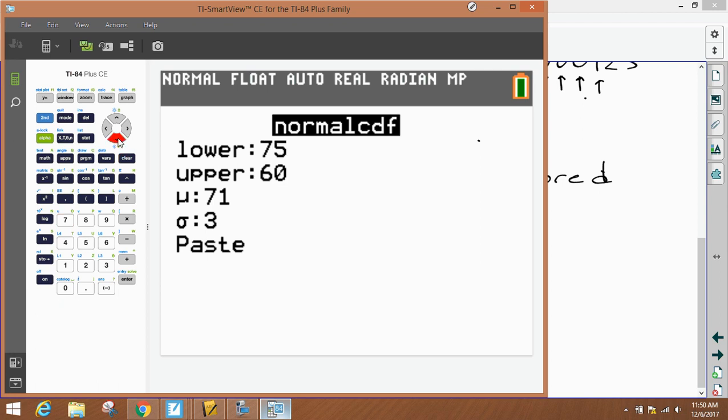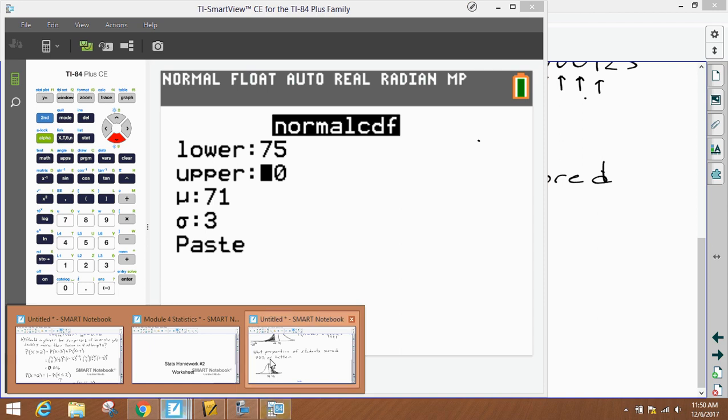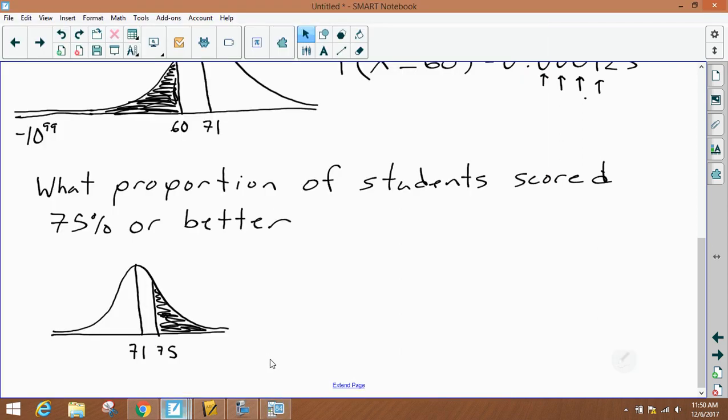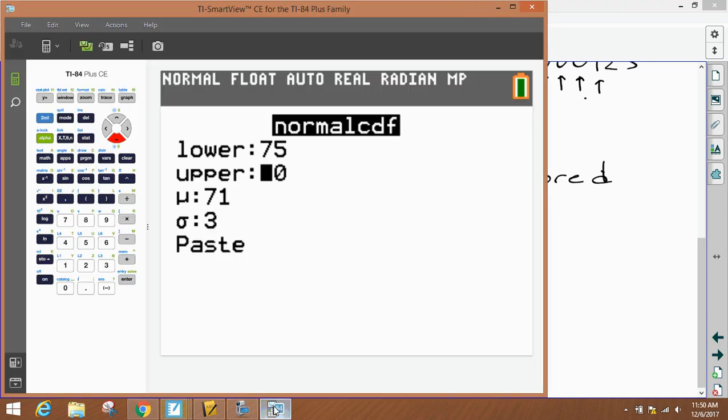And our upper value, right? If we look at it, we're looking for an upper value because this goes way, way, way out here, right? All the way out to like positive 10 to the 99th power. So we can put 10 to the 99th power in there. That's a very, very big number. Our mean is still 71, our standard deviation is still 3, right? So we can hit paste.